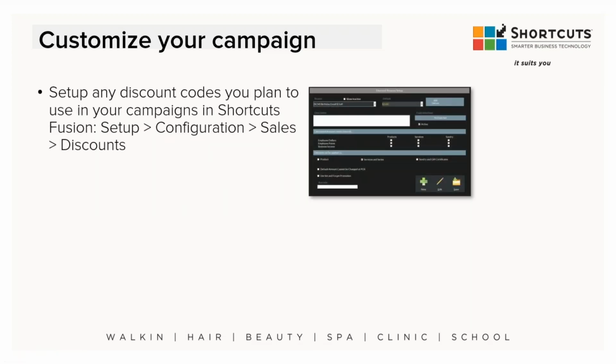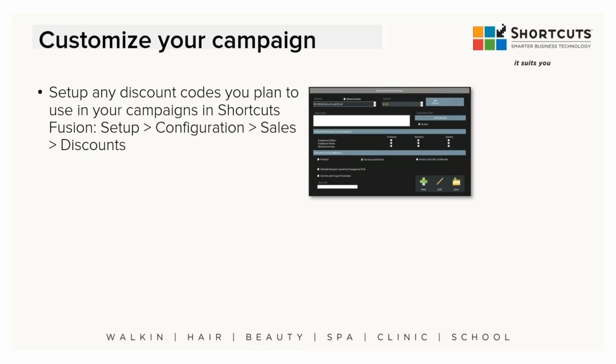Now, if you're sending out an email that has some sort of coupon, some sort of discount or promotion, make sure you create those discounts in the Shortcuts point of sale first, because your emails can actually track this information. So of the automated campaigns that we have, 4 of them, we would recommend creating some sort of discount, some sort of promotion that corresponds with it.